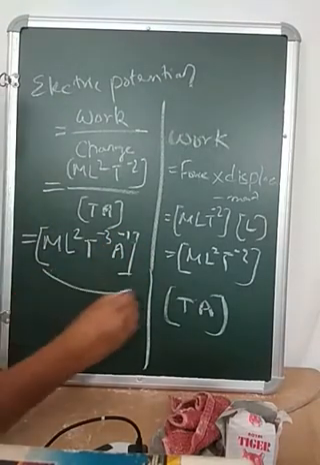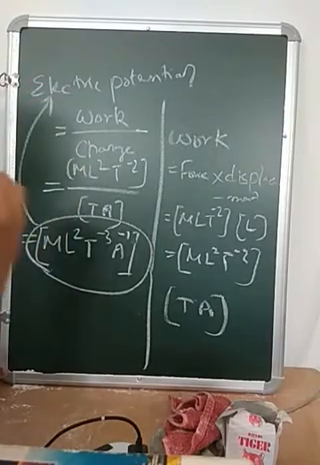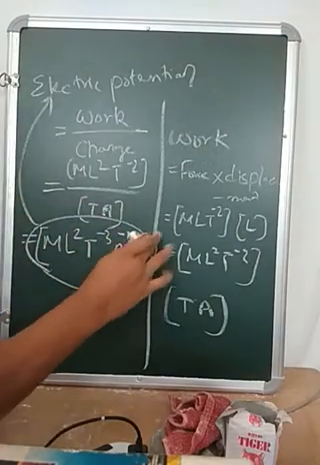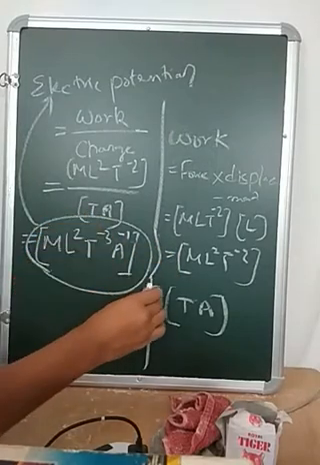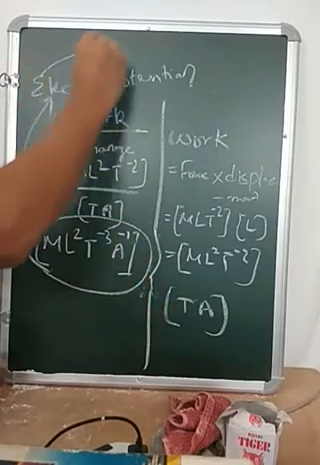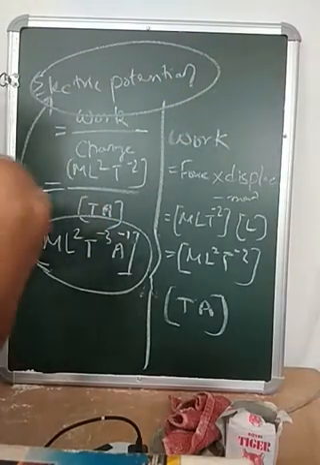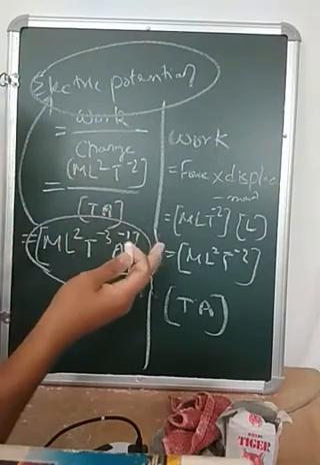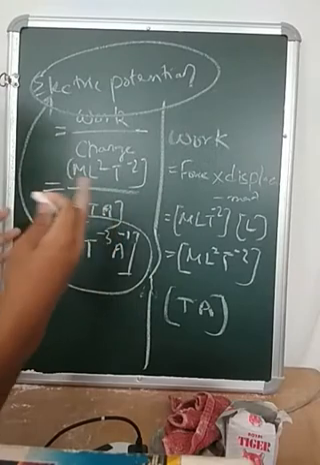So this is the dimensional formula for electric potential. This is how we calculate the dimensional formula. Things are simple. First we have to see what physical quantity is given, suppose electric potential. Then we have to see how it depends on the base quantities.